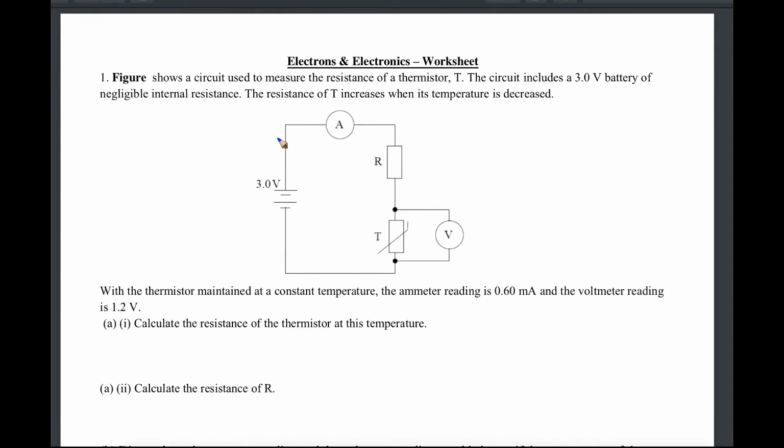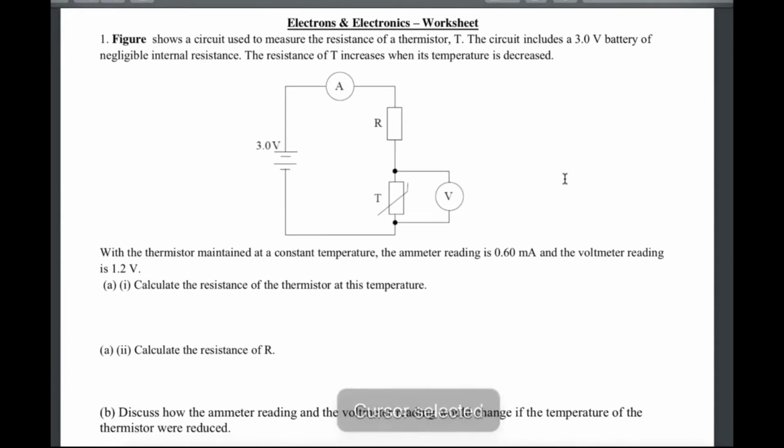Hello students, let's discuss the worksheet on electrons and electronics. I hope you all solved this worksheet. Just cross-check your answers. For the first question, they're asking, calculate the resistance of a thermistor at this temperature.